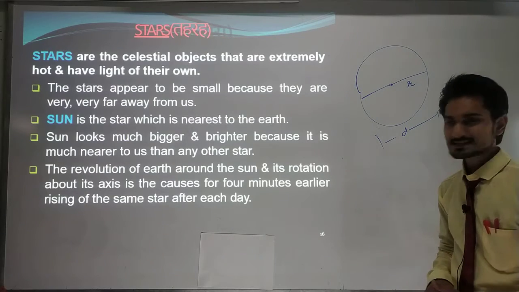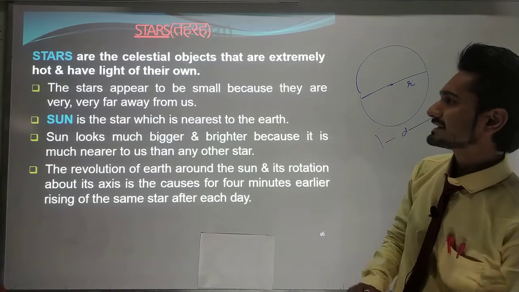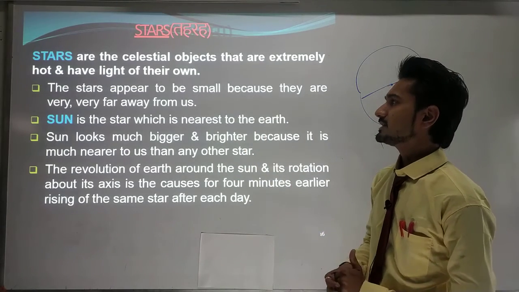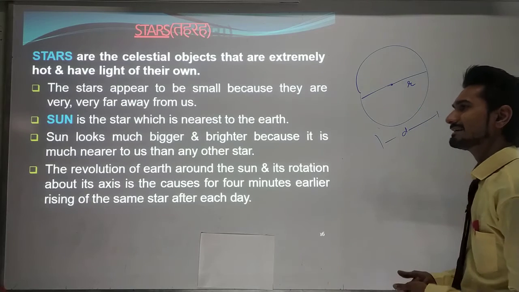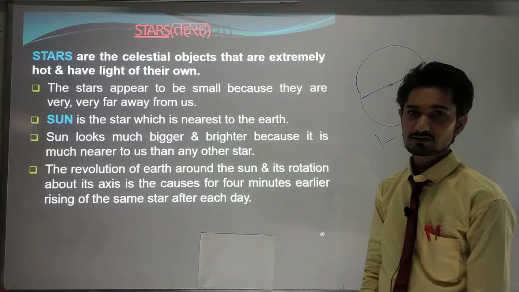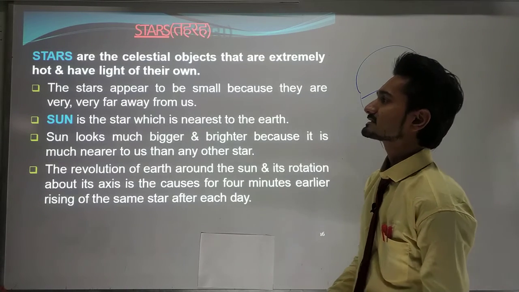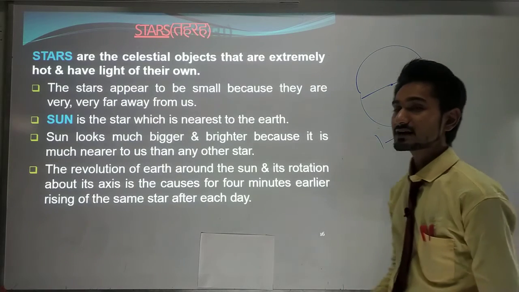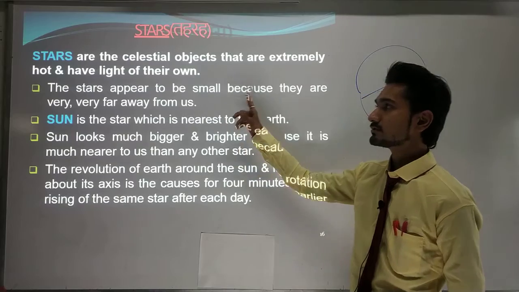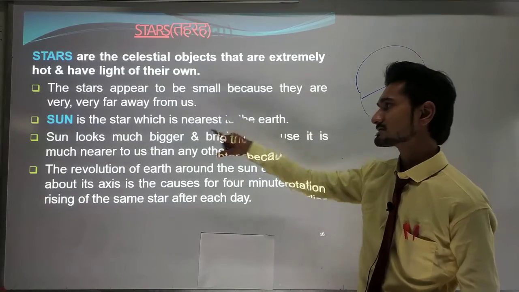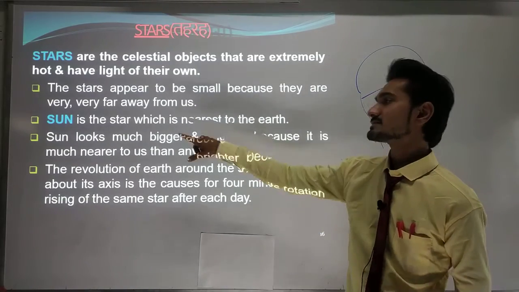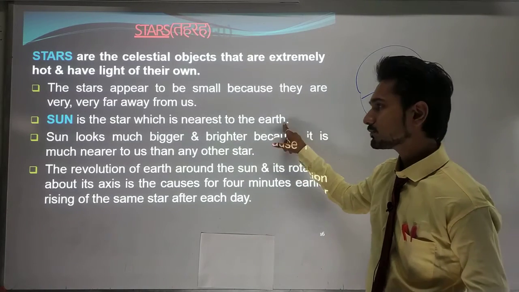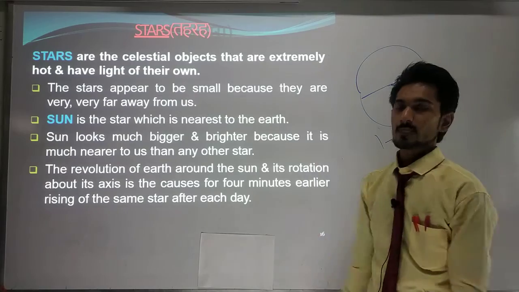Stars are celestial objects that are extremely hot and have light of their own. The stars appear to be very small because they are very far away from us. So from that point we can say that the sun is also a star, and the sun is the star which is nearest to the earth. This is the important point that you have to understand.